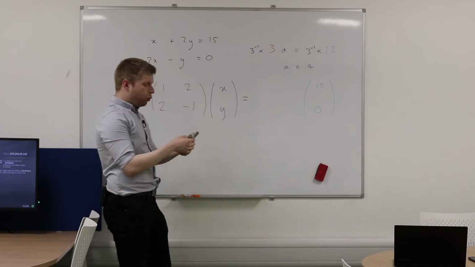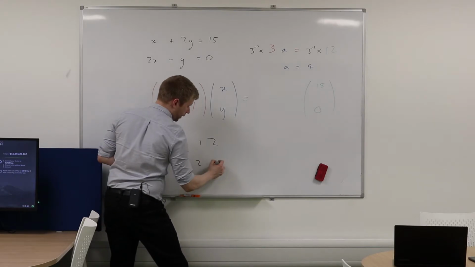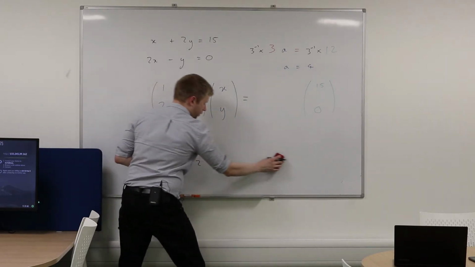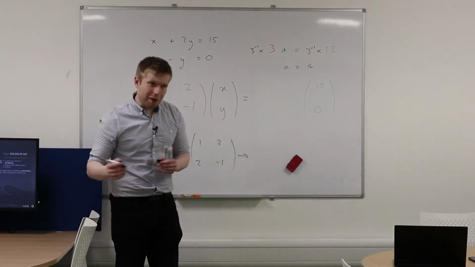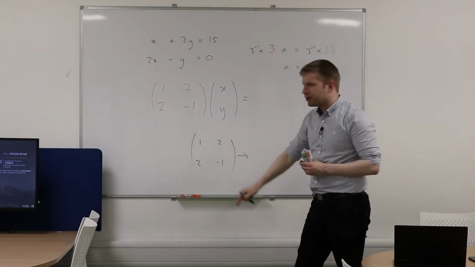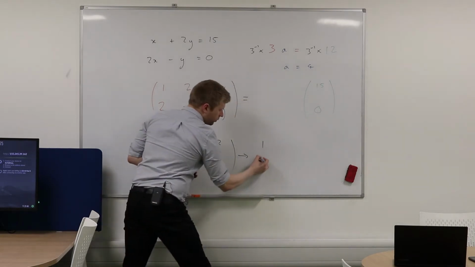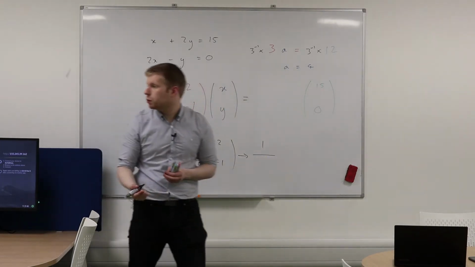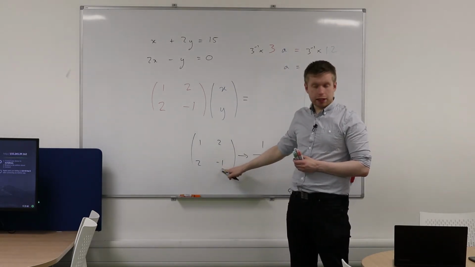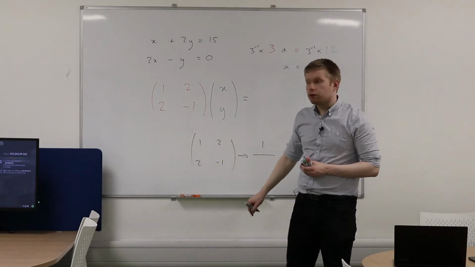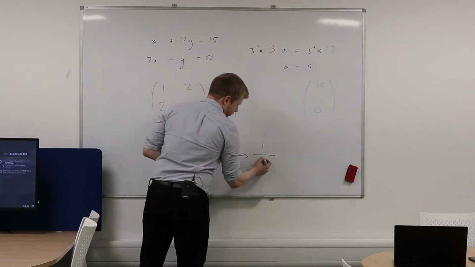All right. What would the inverse of 1, 2, 2, negative 1 be? How do I calculate the inverse? Anybody remember? Okay, yeah. So 1 divided by the determinant of this matrix, which will be equal to? -4. Good. 1 times -1 is -1, and then I'm minusing 2 times 2, which is 4. So -1 take away 4 is -5. So it's going to be -5.